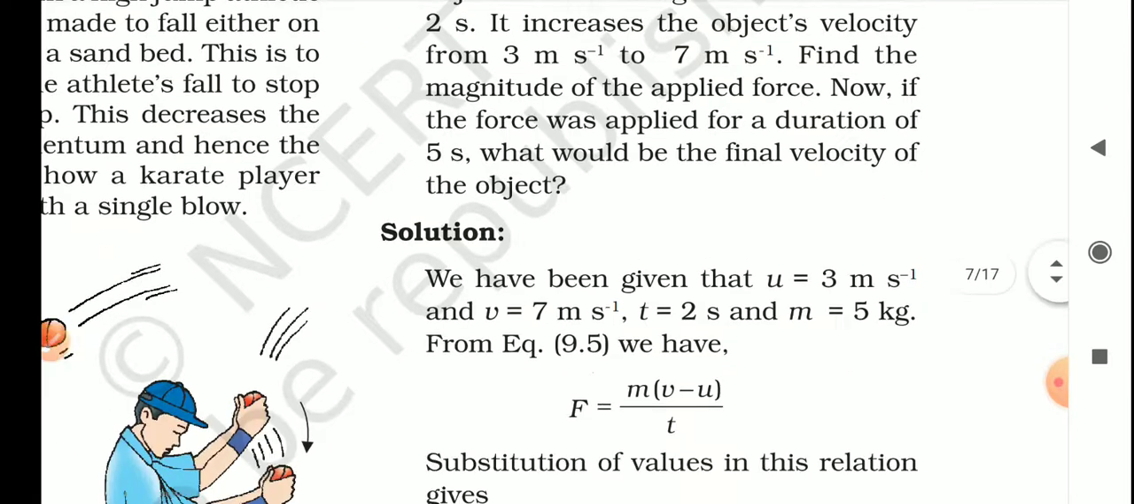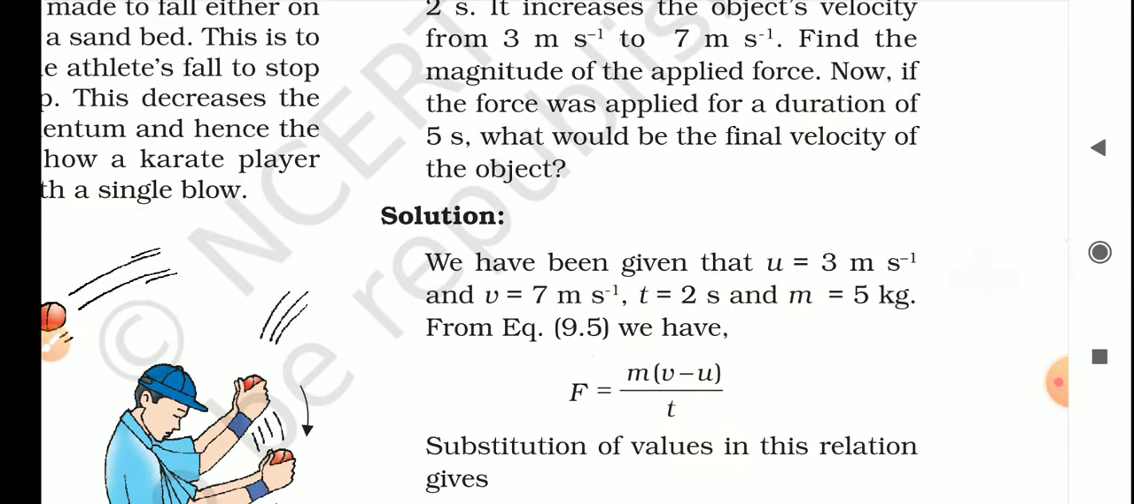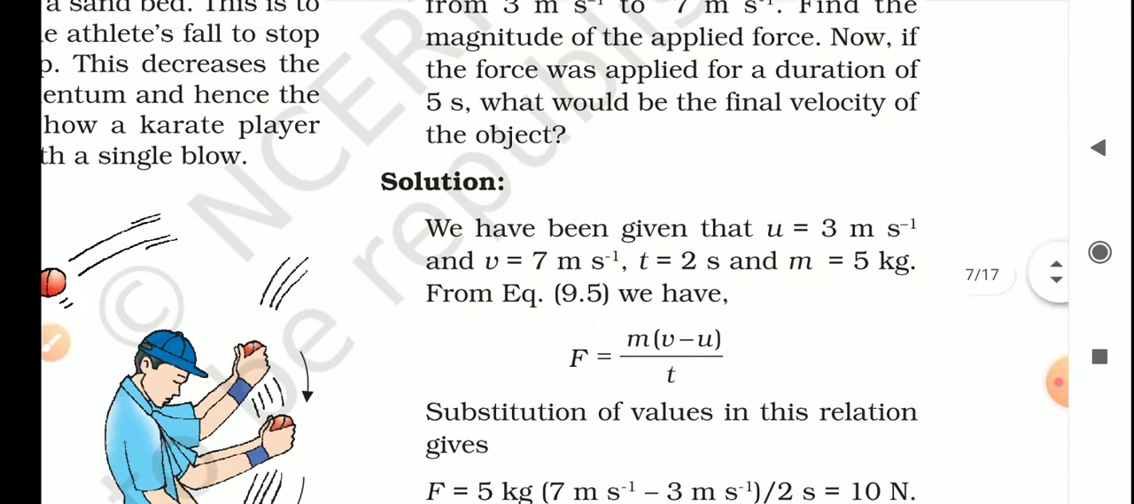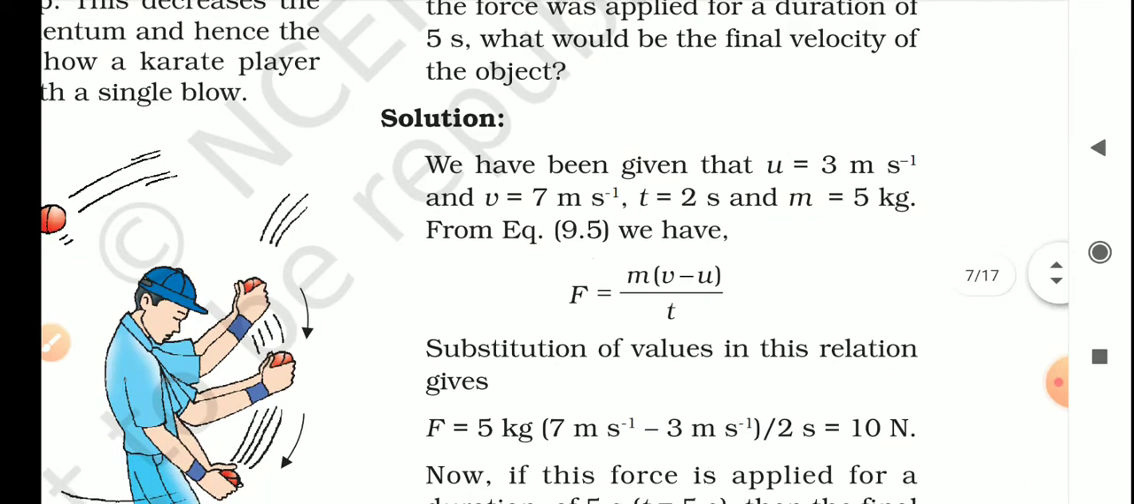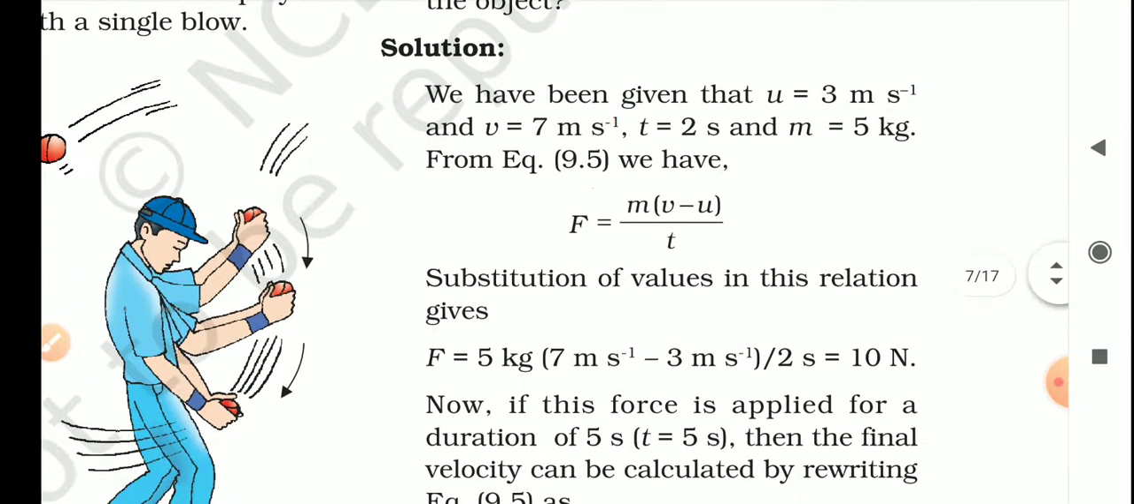So F equal to m into a. Acceleration is nothing but change in velocity divided by time. So F equal to m into (v minus u) divided by t. All the values are known to us, that is given in the example. So F will be equal to 5 into (7 minus 3) divided by 2. So force will be equal to 10 Newton.